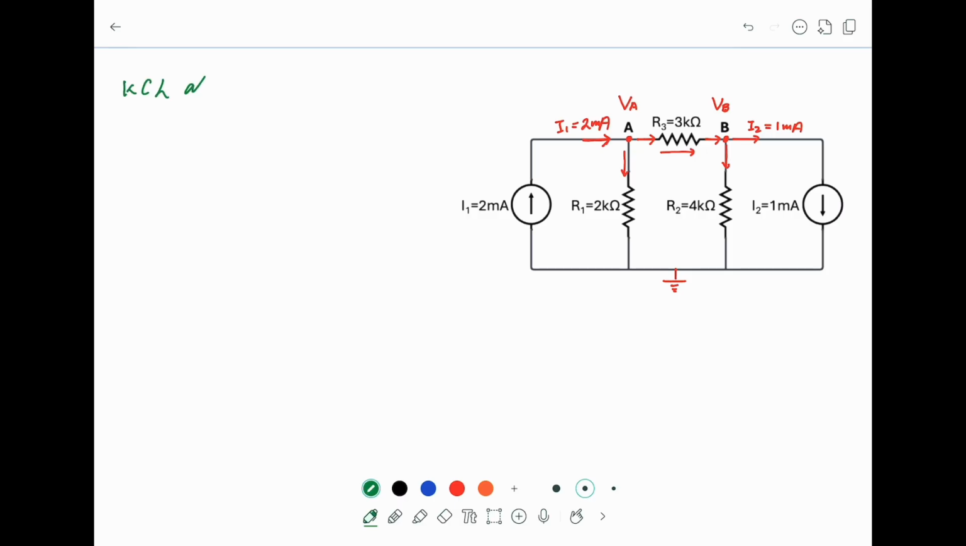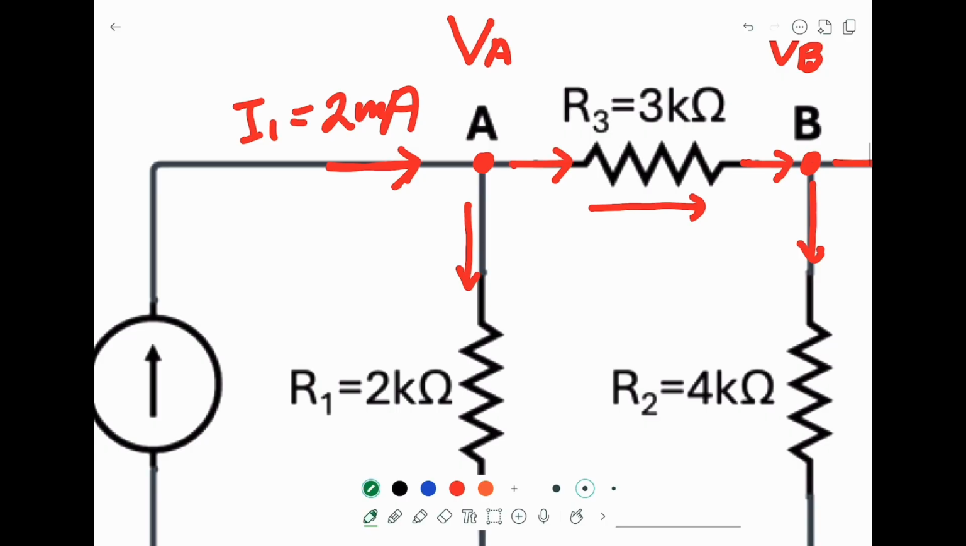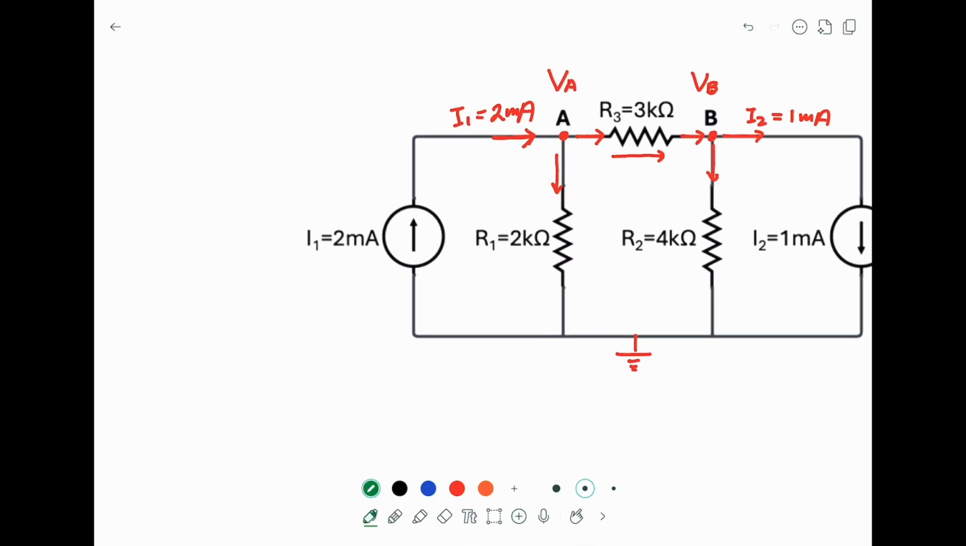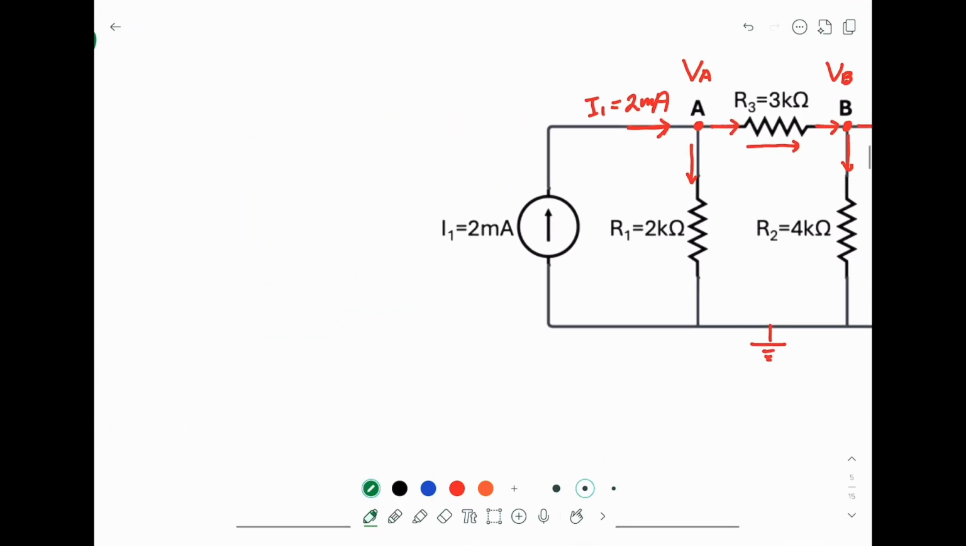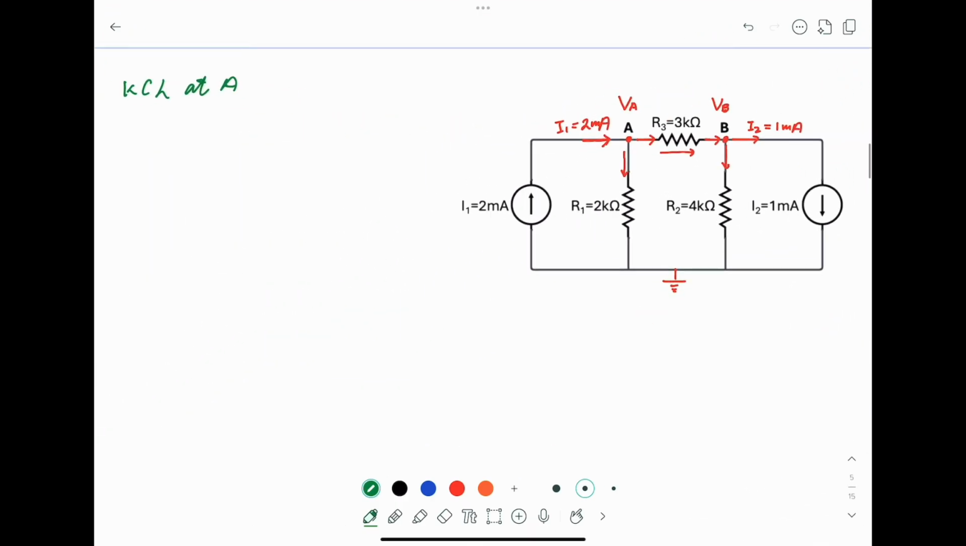KCL at A. Let's look at the current. The current in must equal the current out. The current in is 2 milliamp, so we can say this is 2 mA, the in equals the out.